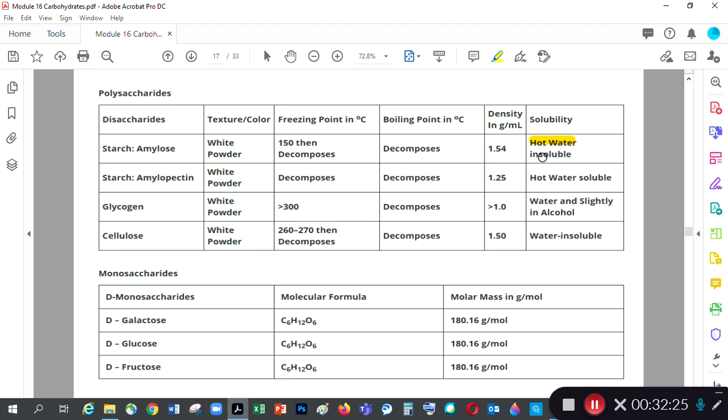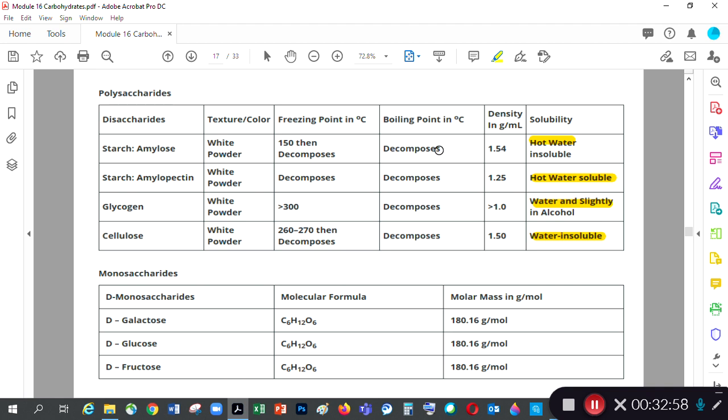Starch is hot water soluble in part. Amylose is not soluble in hot H2O. Amylopectin, because it has a lot of hydroxy group units, is hot water soluble. And then glycogen is slightly soluble, correct? And cellulose, of course, is in wood, and it is not soluble in H2O.